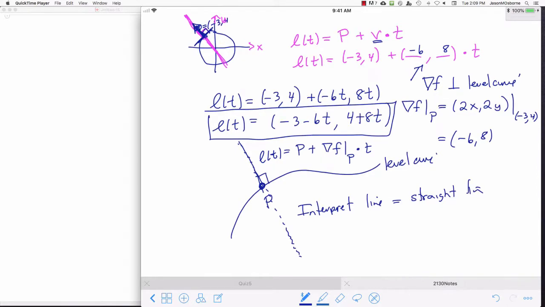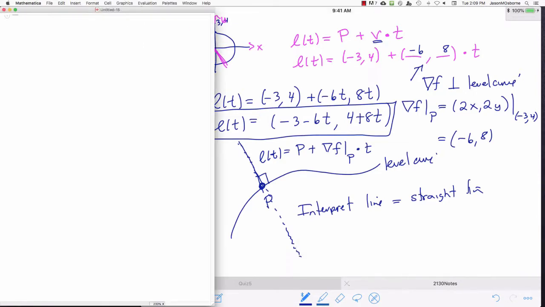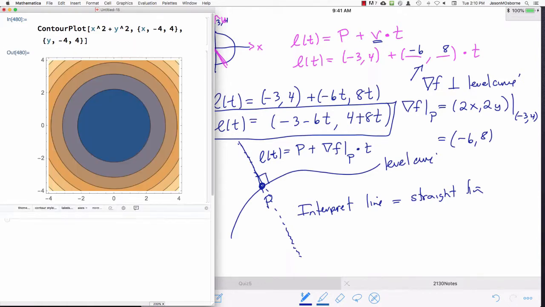Okay, so let's just double check our answer real quick. I'll come over to Mathematica and do this. Notice that we have a perfect dimension match here. Our line has 2 entries, so we're in 2D. Our level curve of a function is a 2D thing. So if you do a contour plot of x squared plus y squared, and plot this from, say, -4 to 4 in x and -4 to 4 in y, we're getting a bunch of contours.